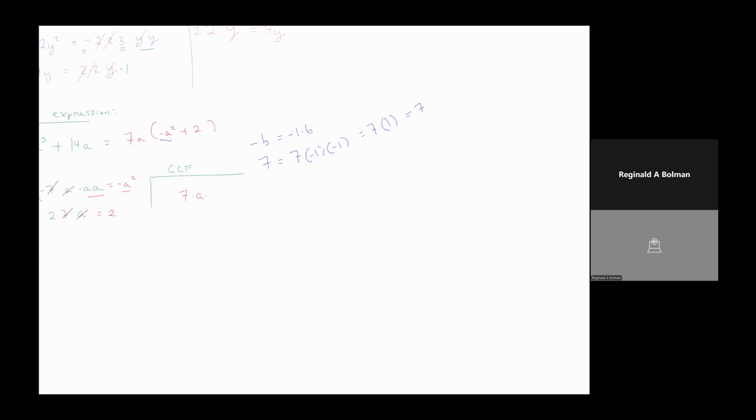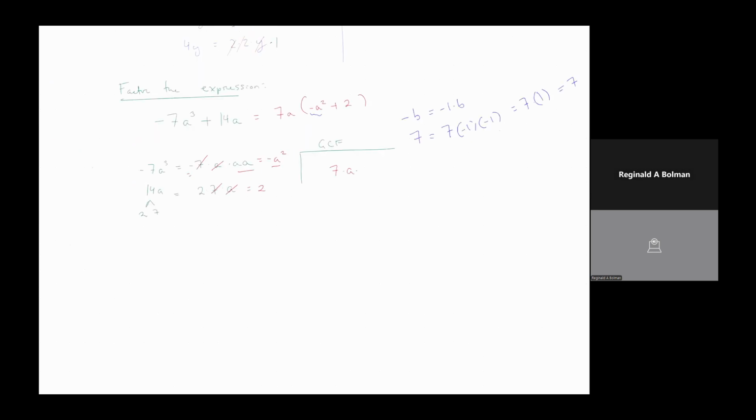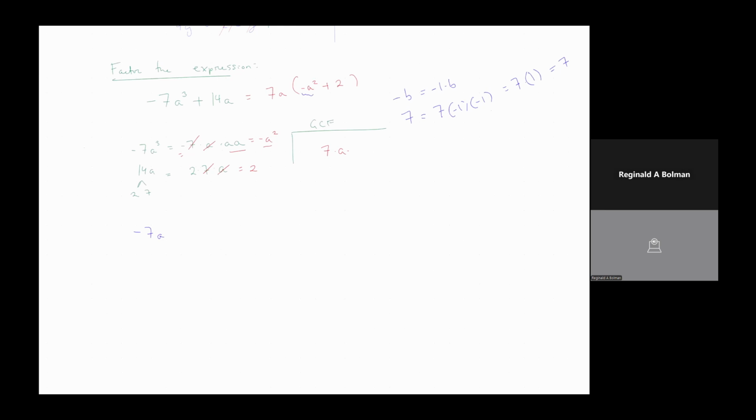And why that's important is, while I could have written negative 7a cubed as negative 7 times a times a times a, I could have easily written it as negative 1 times 7 times a times a times a. And if I do that, then the way that I can quote unquote clean up this expression is I can rewrite this second term as negative times a negative, 2 times 7 times a.